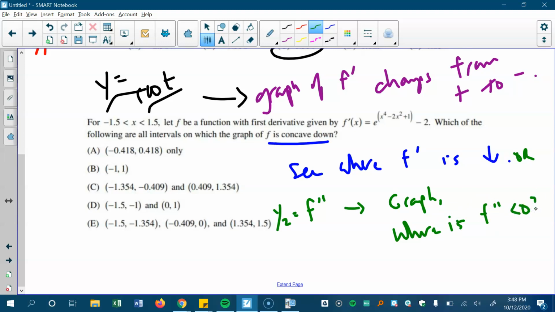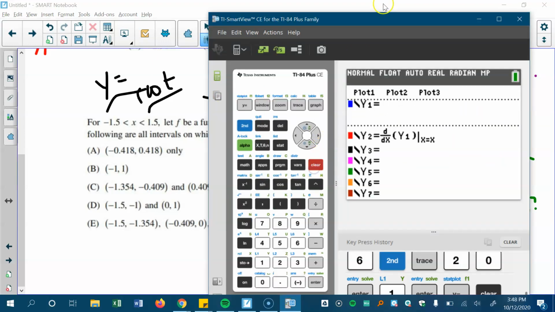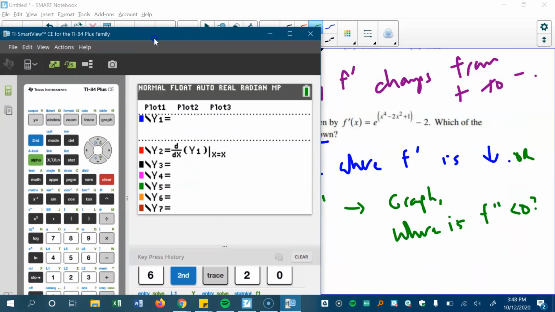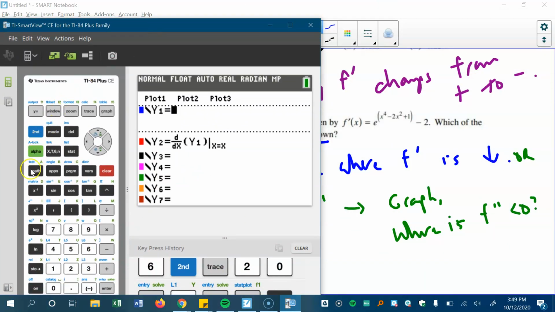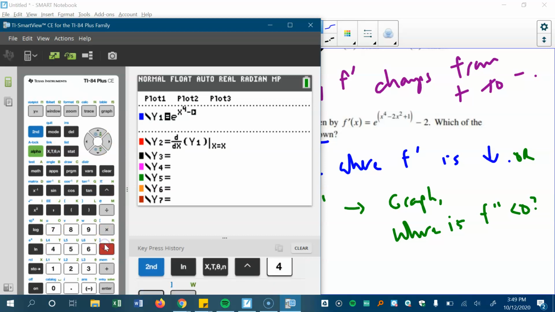Okay, so this is how I'm going to solve the problem. Let me go and enter my function. So I'm going to do y equals, let's see what I got here. I got e to the x, oh my gosh. Oh my gosh, I'm so sorry. I sneezed into that. That's just so awkward. Okay. X to the fourth, all right, minus, I promise I don't have coronavirus. Minus 2x squared plus 1. Yeah, minus 2.